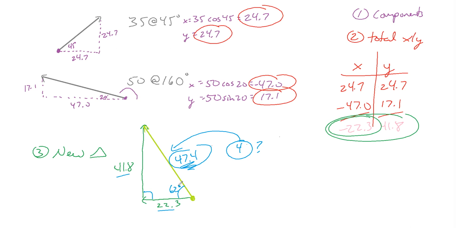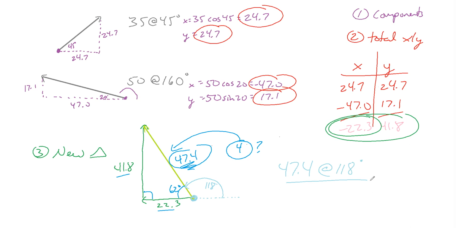Okay, so let's get the actual answer. The length of the vector is the 47.4. Now, what angle is that? Well, I don't actually want to use this angle. This is where I started from, and I want to go from the positive x-axis, which is over here. So I actually want to wrap it around this way. If this is 62 over here, this has to be 118 to add up to the 180. So my answer would be 47.4 at 118 degrees, and that would be those two vectors added together.